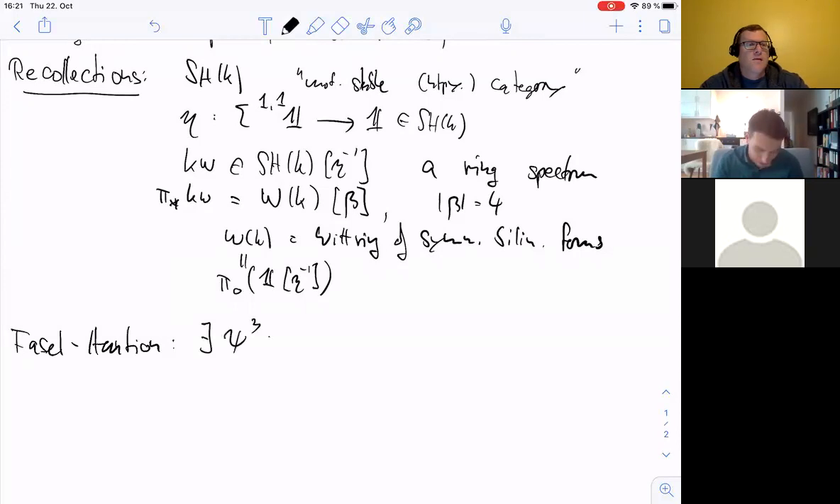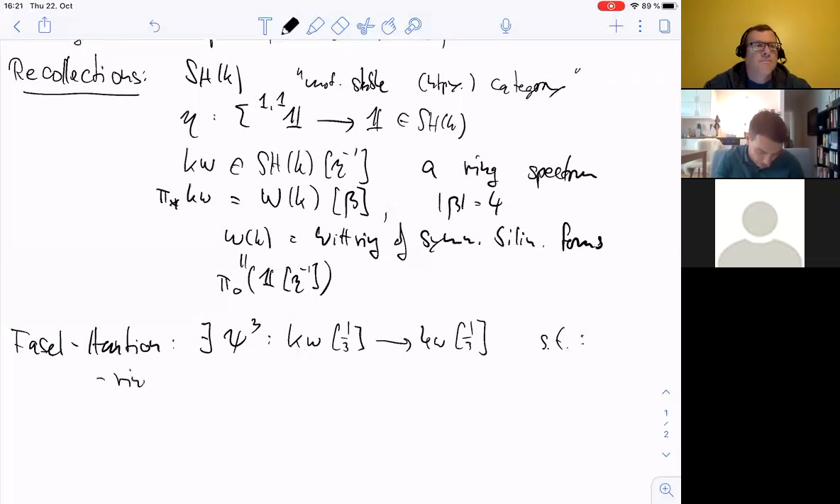which I will call psi3. And it goes from KW, but now I need to invert 3 on it, to itself. I guess only in the target is where I really need to invert it, but whatever. And this map has a number of properties, which I'm going to use. So one is that this is a ring map.